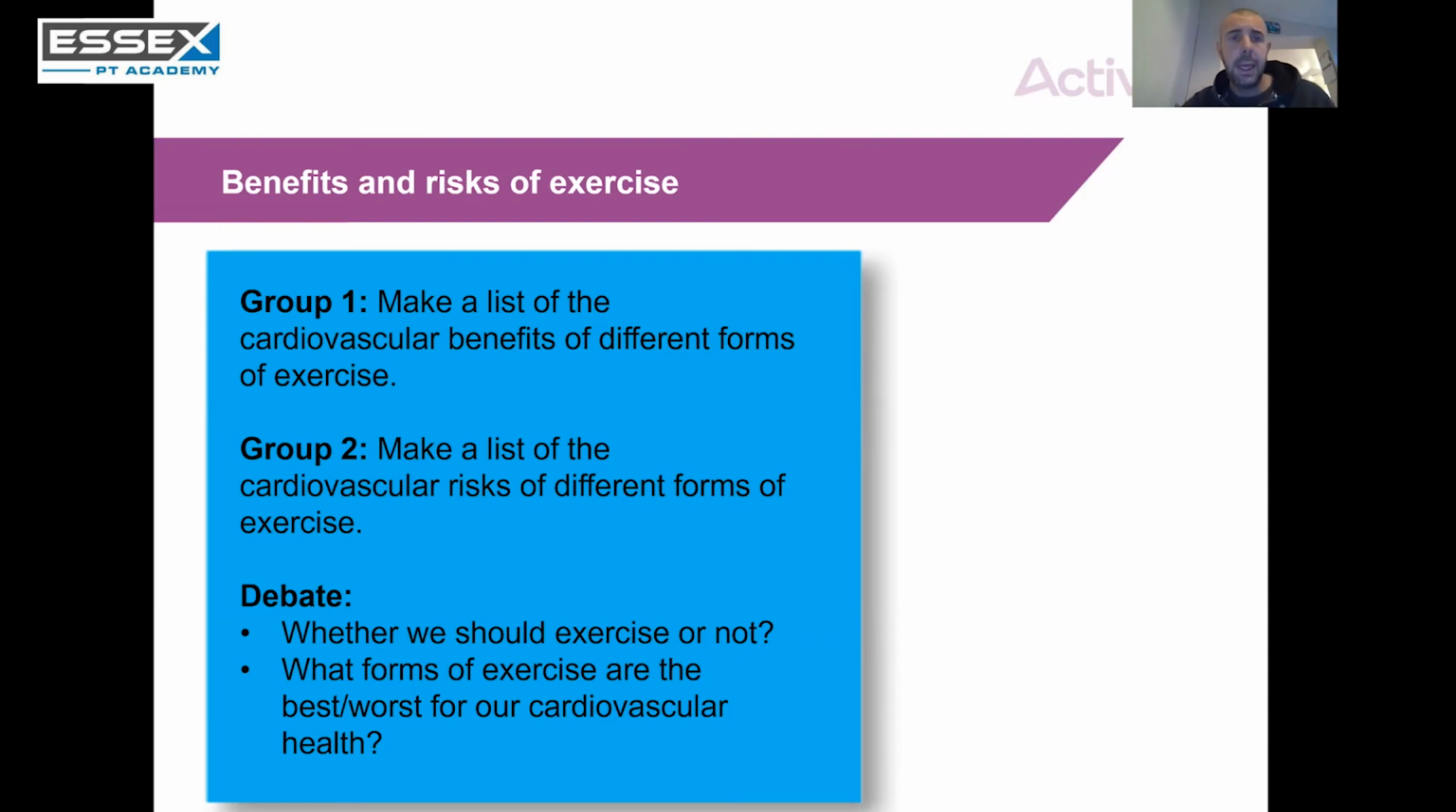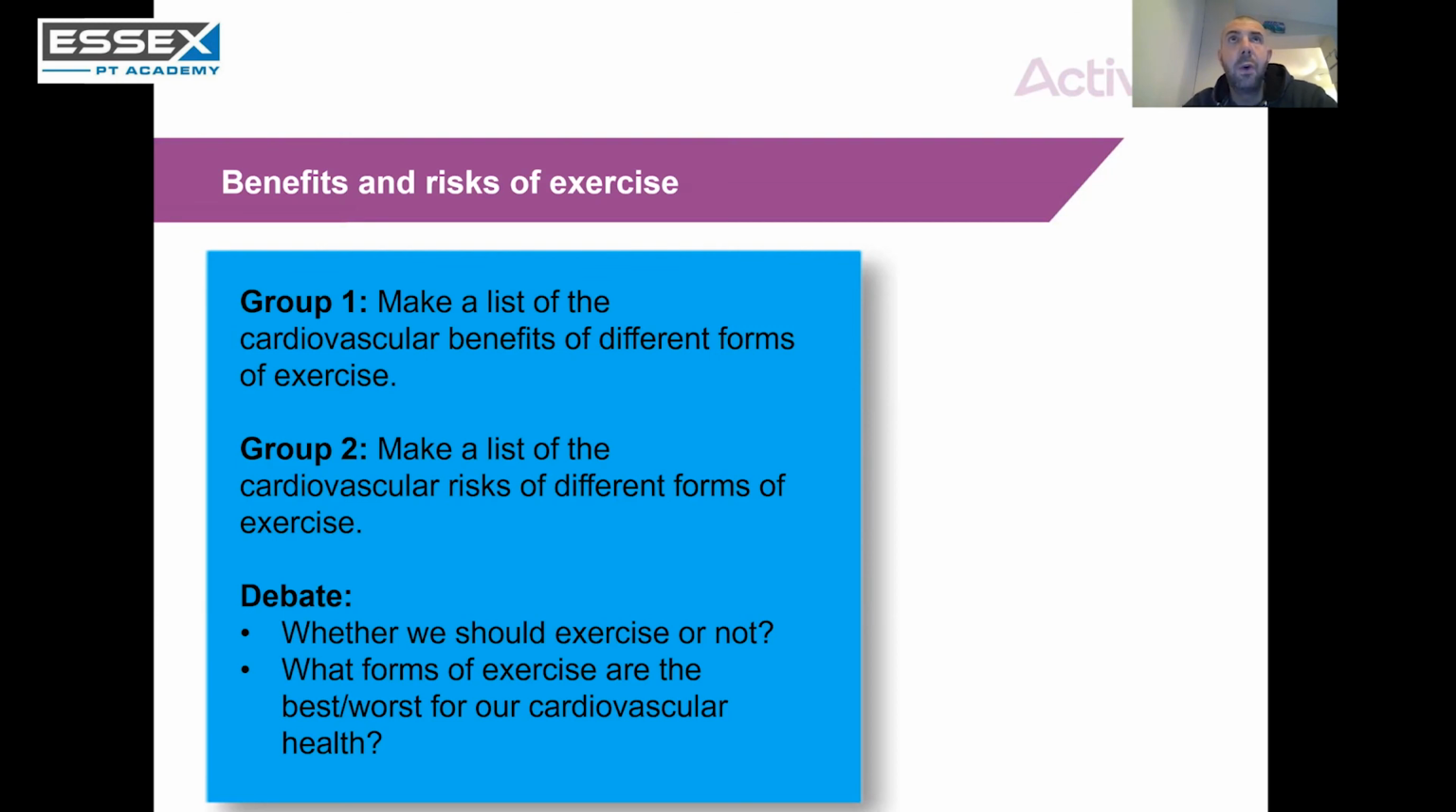So here's some benefits, and here's an activity that you can do as well if you want to. Make a list of the cardiovascular benefits from different forms of exercise. And if you're in a pair, you could do this and separate yourselves. Make a list of the cardiovascular risks from different forms of exercise. So what about the benefits? What about the risks? If you're on your own, you can do 2 sides of the table yourself. And think about whether you should exercise or not.